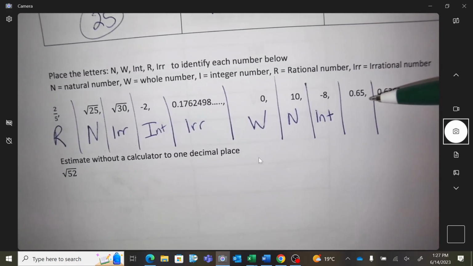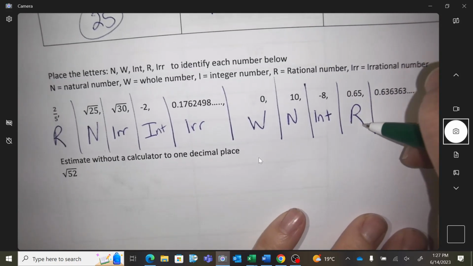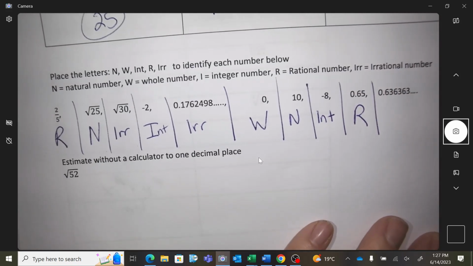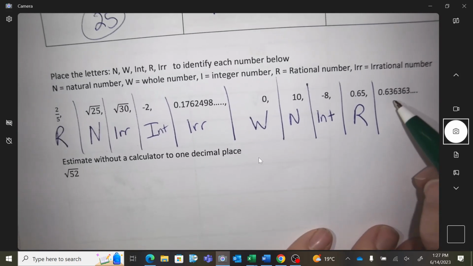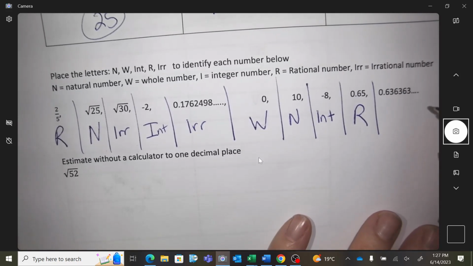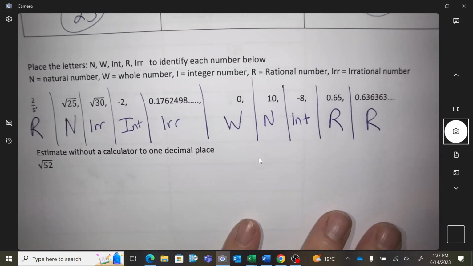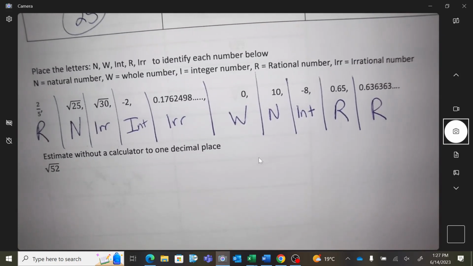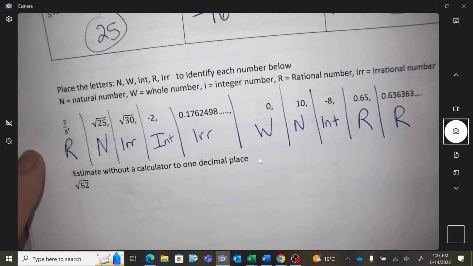There's a decimal, but it just stopped. So what do we call decimals that stop? Rational. Decimal, and it goes repeat. So that's also rational. Okay? So again, that's on your exam. I think it's in a multiple choice or matching or something like that.